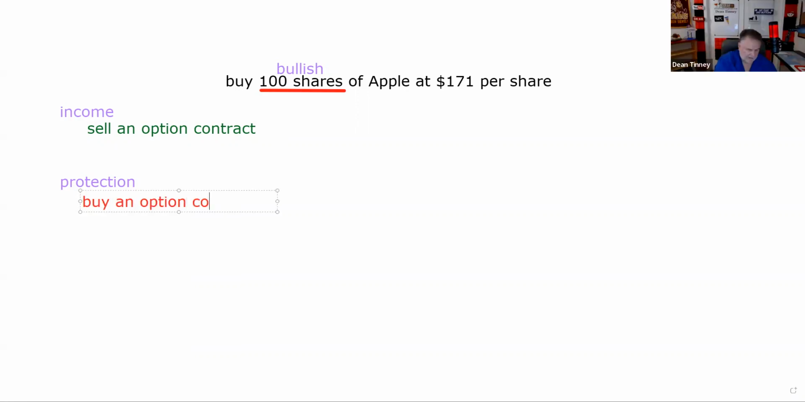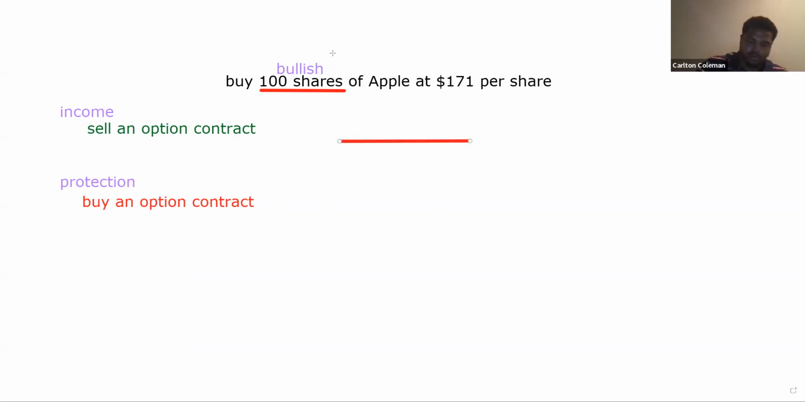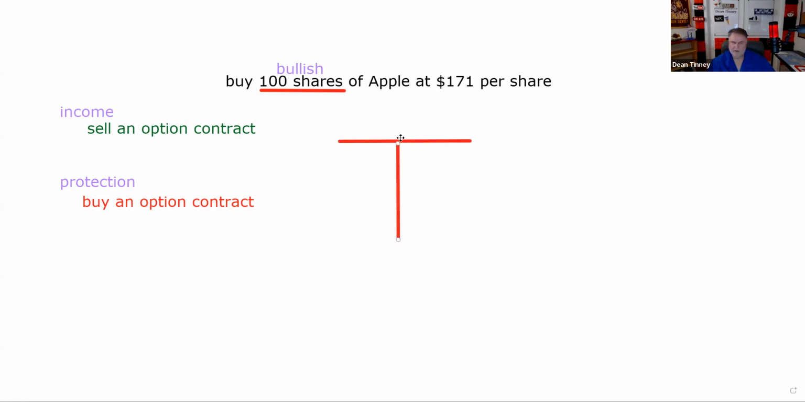I think it's kind of like insurance, right? Insurance costs money. So I'm either going to sell the option contract, or buy it. What I'm interested in being able to do is what we call the offset. Right now, what I did is I bought 100 shares of Apple, and so the offset would be to sell the Apple. So we can already get our T fired up and say, okay, well, we paid 171 for the stock.